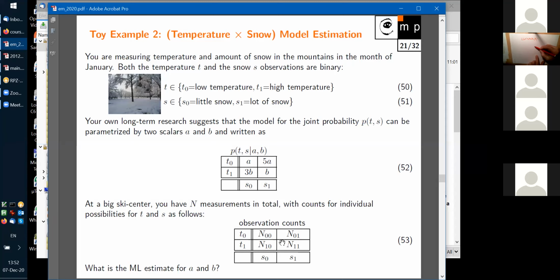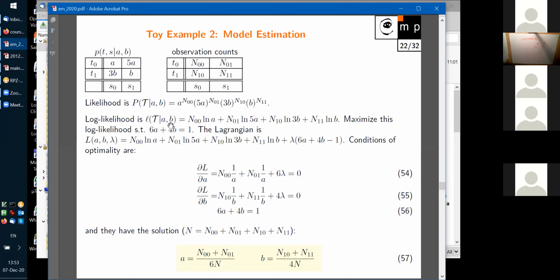So we have seen N00 times the observation T0 and S0. The probability of that thing is A. The probability of observing it N00 times is A to the power N00. Then we have T0S1. That has probability 5A, and that happened N01 times, and so on. We can take the log of this. So you should be able to write down the likelihood of the parameters given the observations for this model, because it's not difficult. So this is the likelihood.